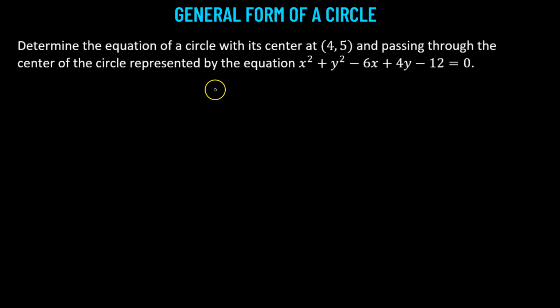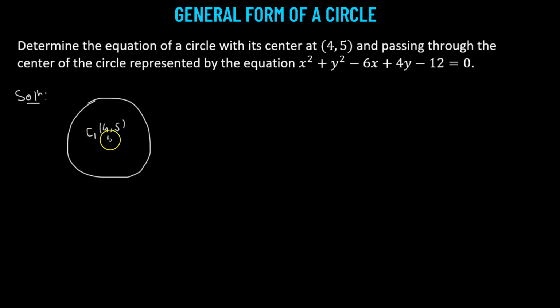In this problem, we need to determine the equation of a circle having the center the coordinate 4, 5, and this circle passes through the center of another circle whose equation is given to us. Okay, so let's try to understand the problem. So here we have a circle and we need to determine its equation. We are provided with the center of this circle, 4, 5. So let's label the center as C1.